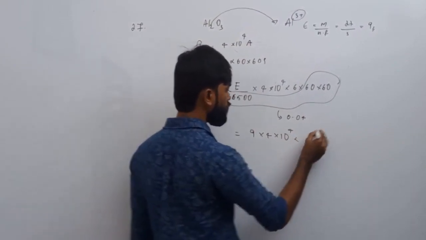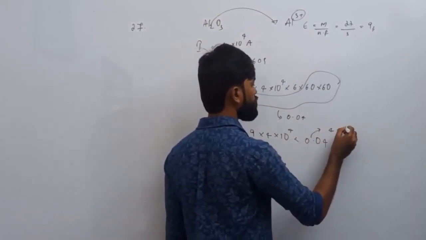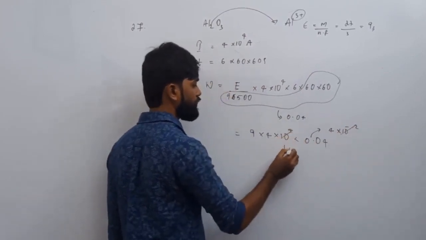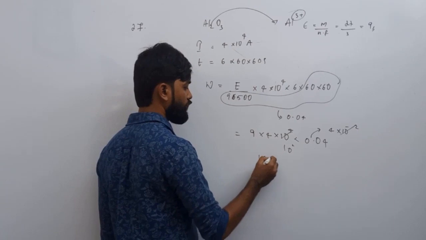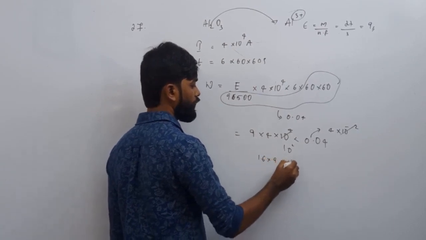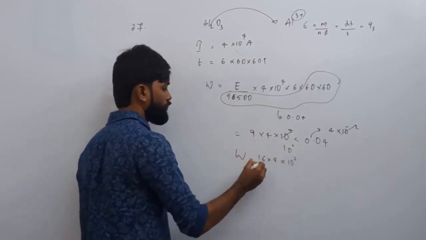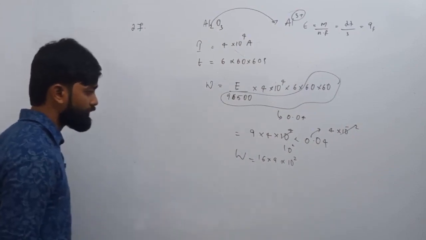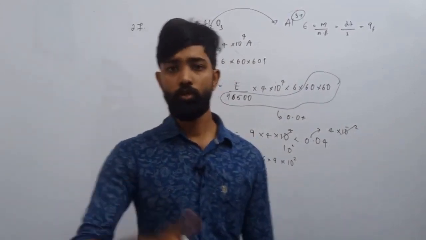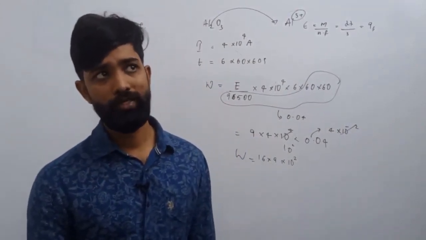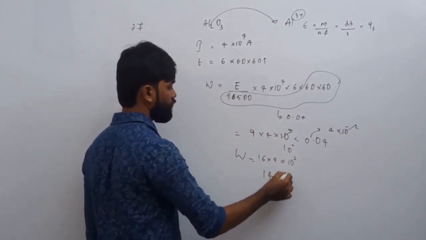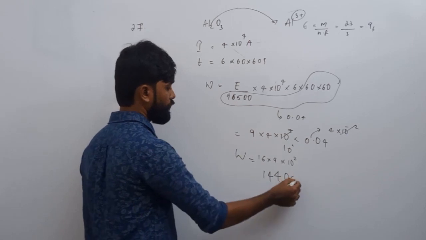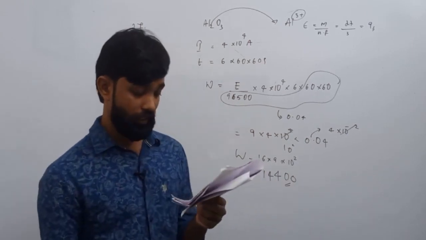0.04 means 4 into 10 to the power minus 2. So this cancels 10 square. So 4 into 4 is 16. 16 into 9, you want to calculate, into 10 square will be the weight deposited. 16 into 10 is 160, minus 16, 160 minus 16 will be 144. So 1440 will be the answer. Sorry, 14400 will be the answer. Let's have a check.